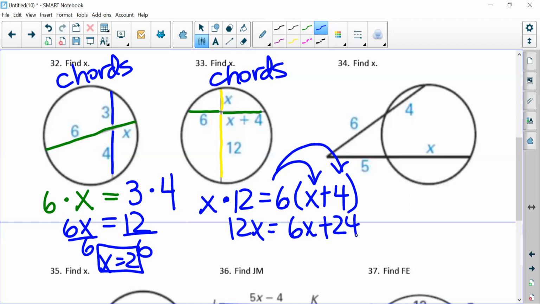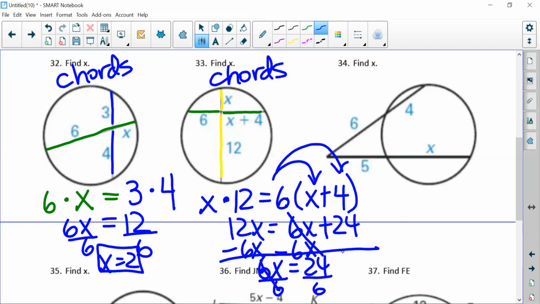Okay. All right, we have variables on both sides. We don't want that. Remember, when we solve equations, our objective is to isolate the variable. So we're going to subtract 6X from both sides. 12X minus 6X is 6X. Bring down an equal sign, bring down your 24. Okay. Last step, X is being multiplied by 6. So we divide both sides by 6. And now we know that X is equal to 4. Okay. And we stop there.